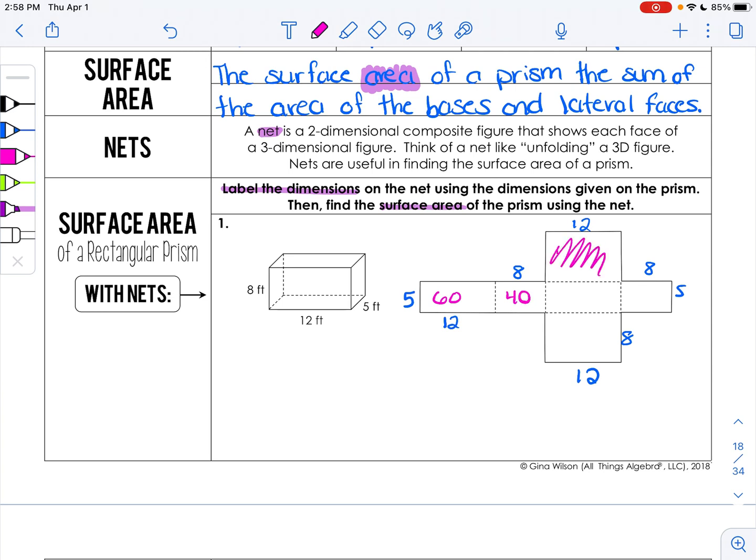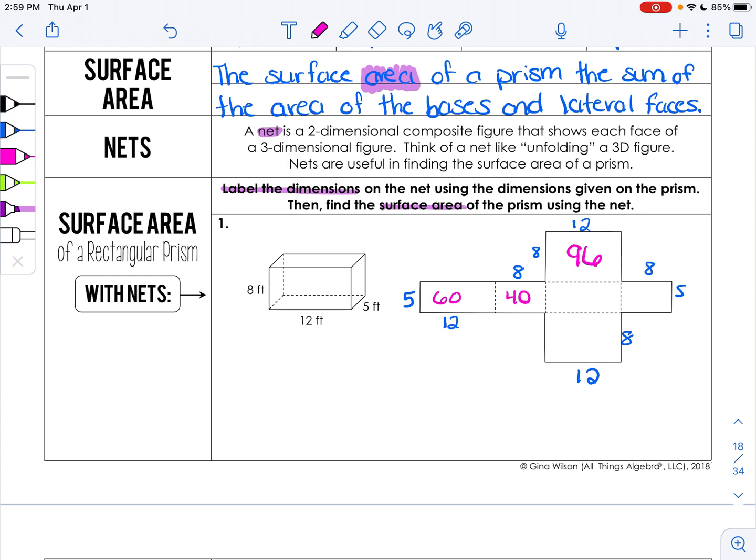Up here at the top, 12 times 8 is 96. I think I forgot to label one of my sides there. That should be an 8 there. And then this one in the middle here, that's a 12 by 5. So it's 12 along here, how it's labeled at the top, and 5 on the side.